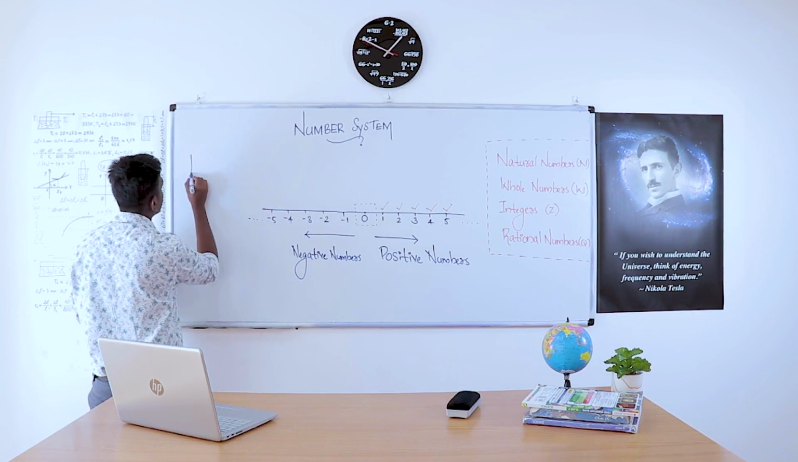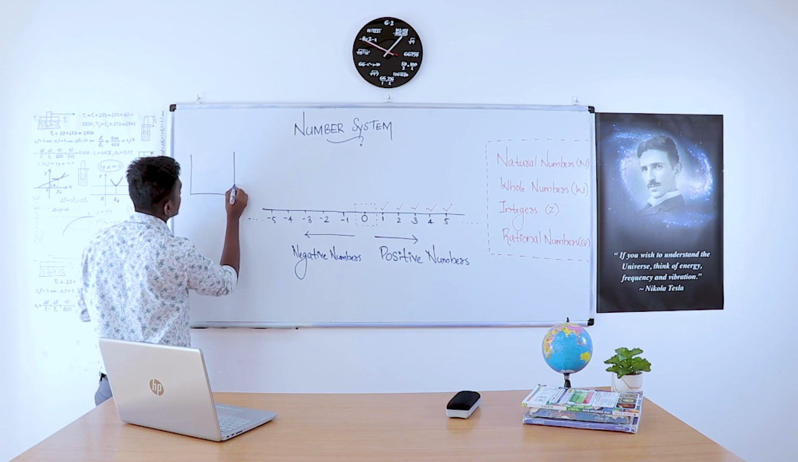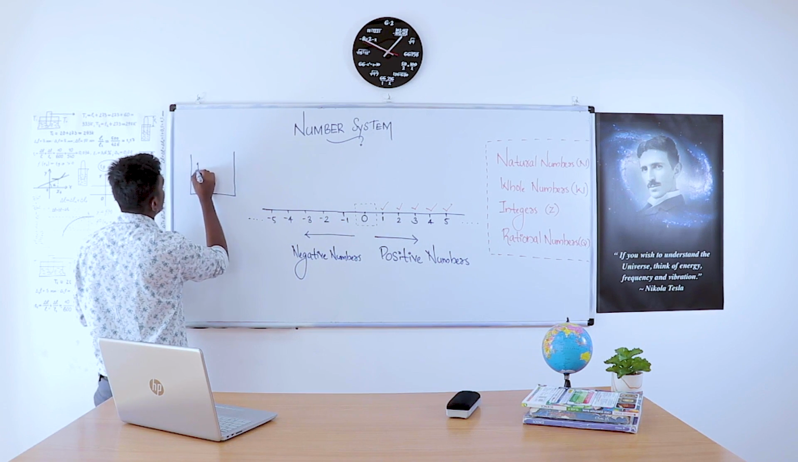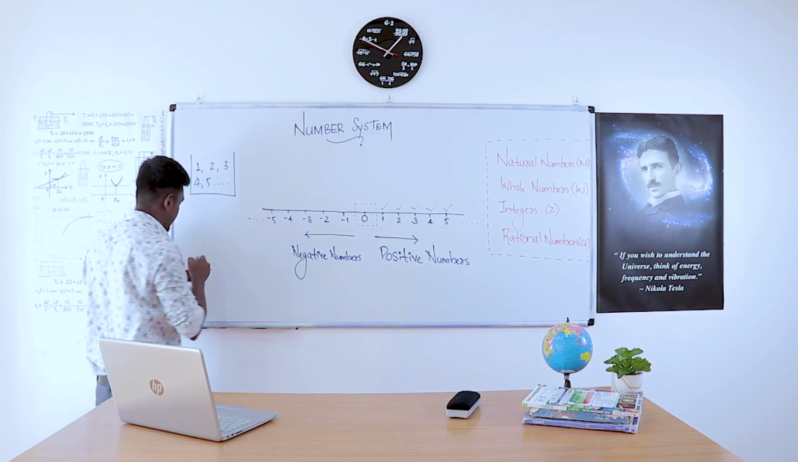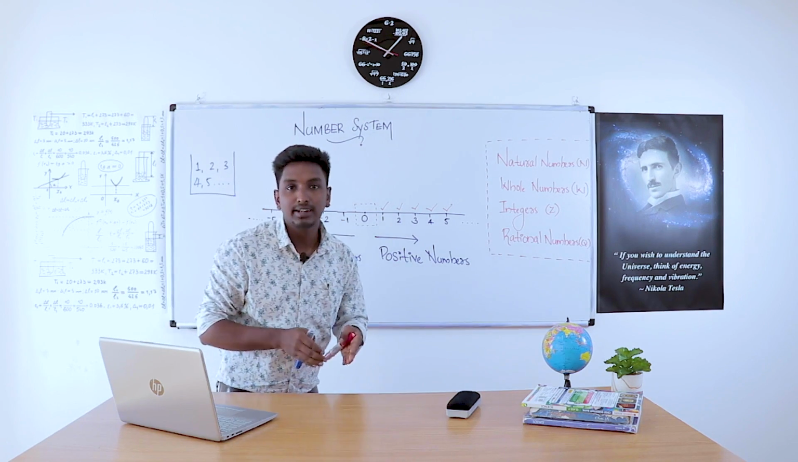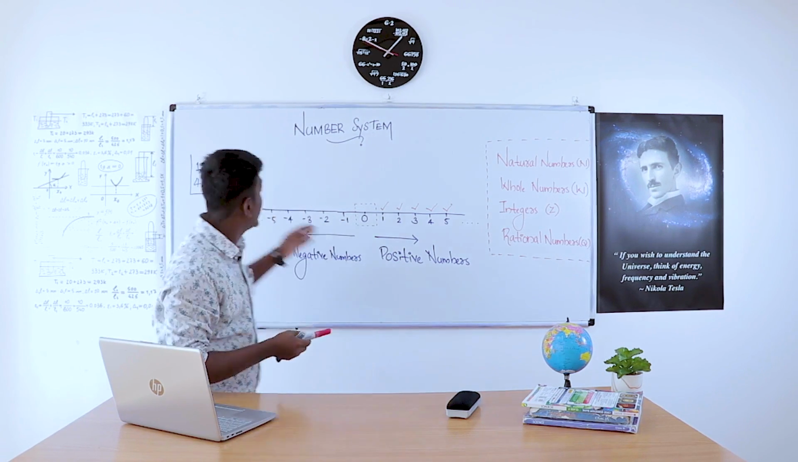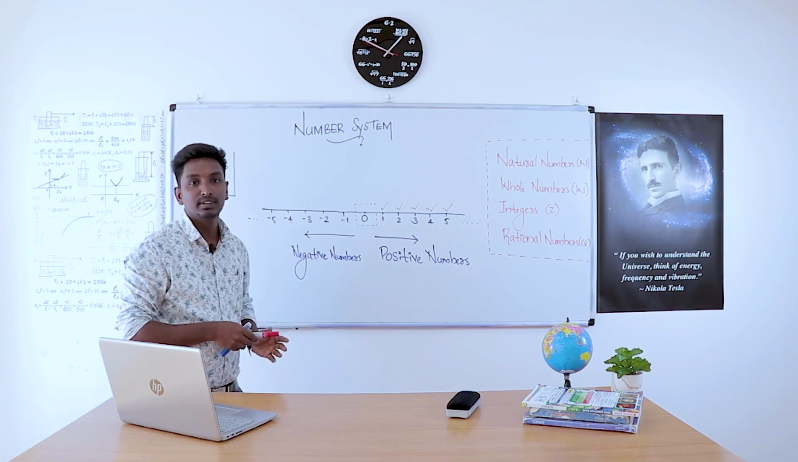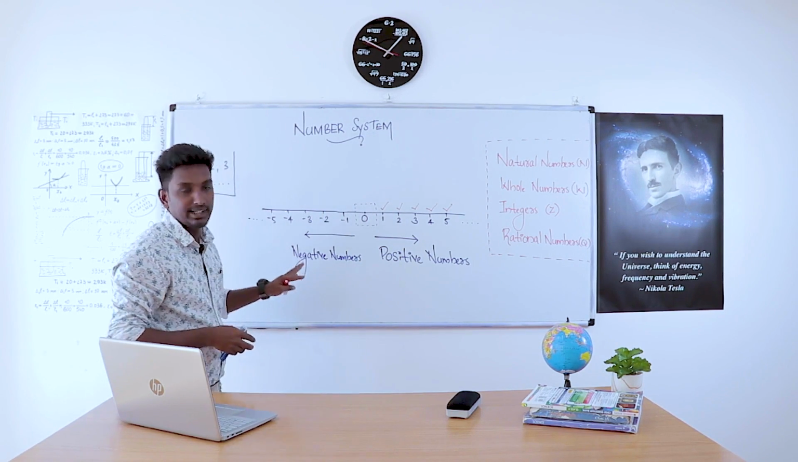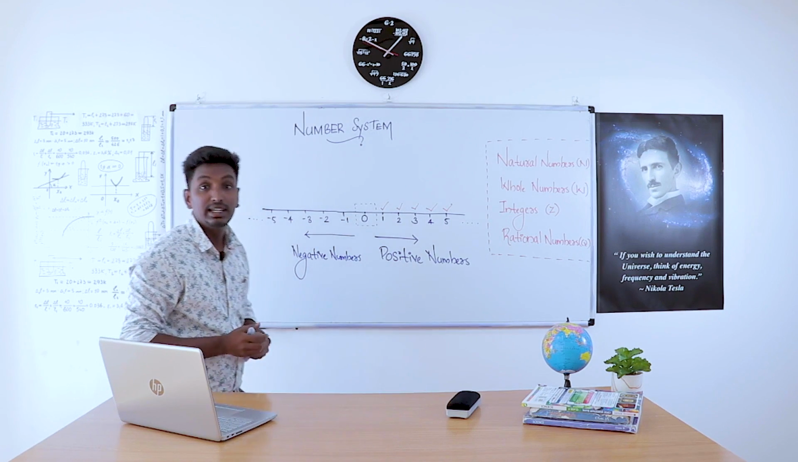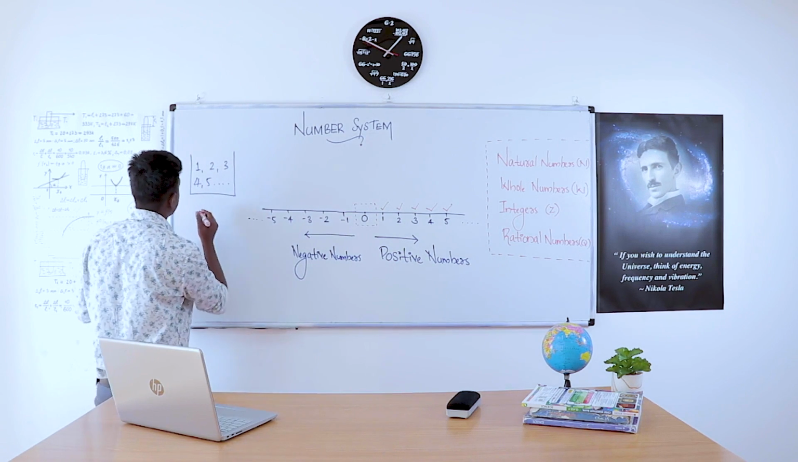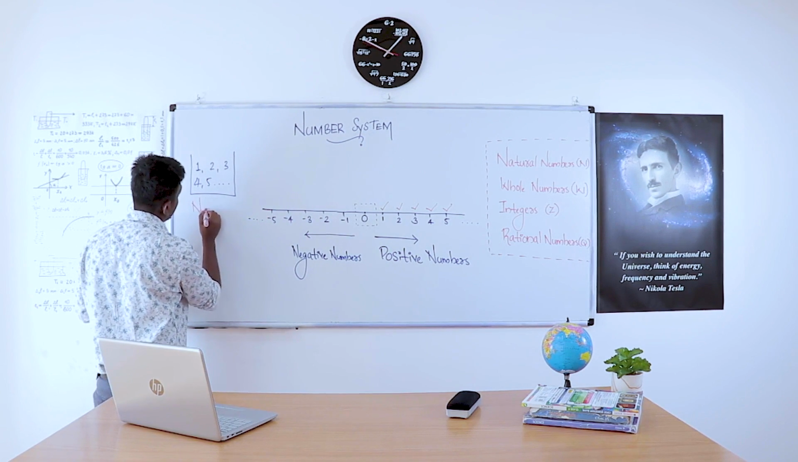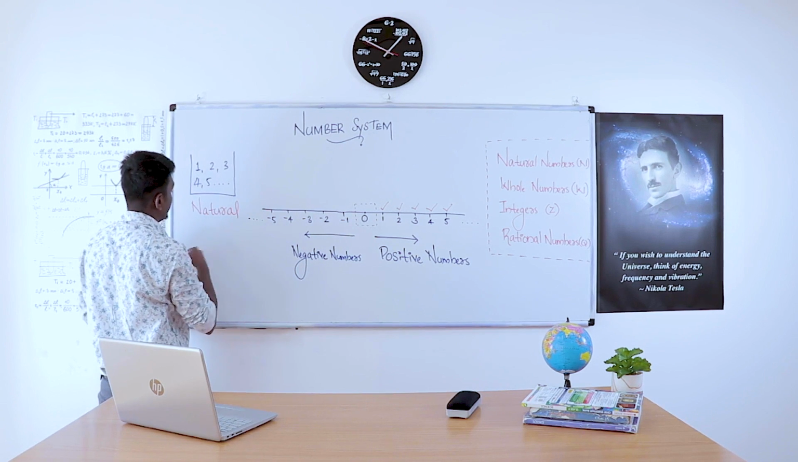Consider this is the bag. We are picking 1, 2, 3, 4, 5, etc. Now we get a bag full of numbers including 1, 2, 3, 4, 5, etc. Then this bag contains natural numbers. Clear? It is natural numbers.